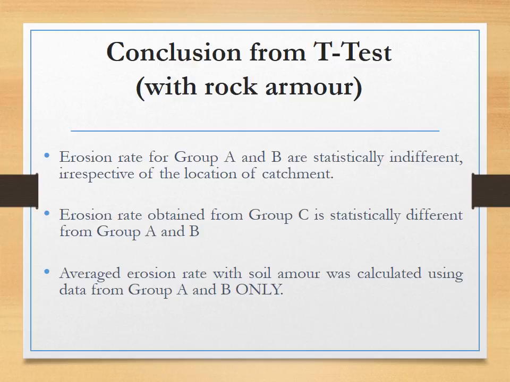So, the t-test for erosion rate with rock armor concludes that erosion rate for group A and B are statistically indifferent, irrespective of the catchment location. However, the erosion rate for group C is significantly different from group A and B. Therefore, data for group C is eliminated. The erosion rate with rock armoring is calculated using the average value of group A and B only.